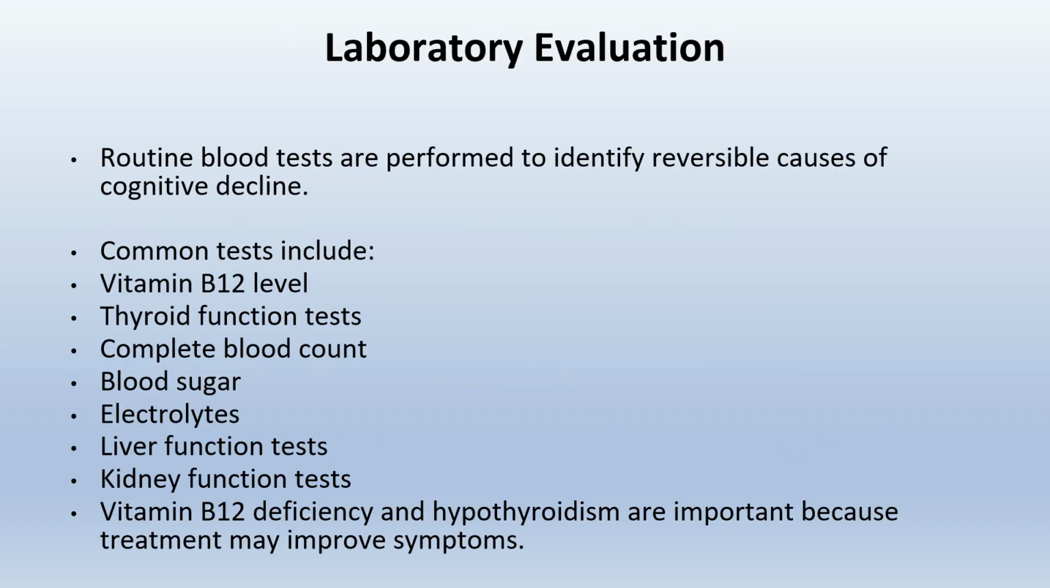Laboratory evaluation. Routine blood tests are performed to identify reversible causes of cognitive decline. The common tests include vitamin B12 level, thyroid function test, complete blood count, blood sugars, electrolytes, liver function test, kidney function test. Vitamin B12 deficiency and hypothyroidism are important because treatment may improve the symptoms of cognition.